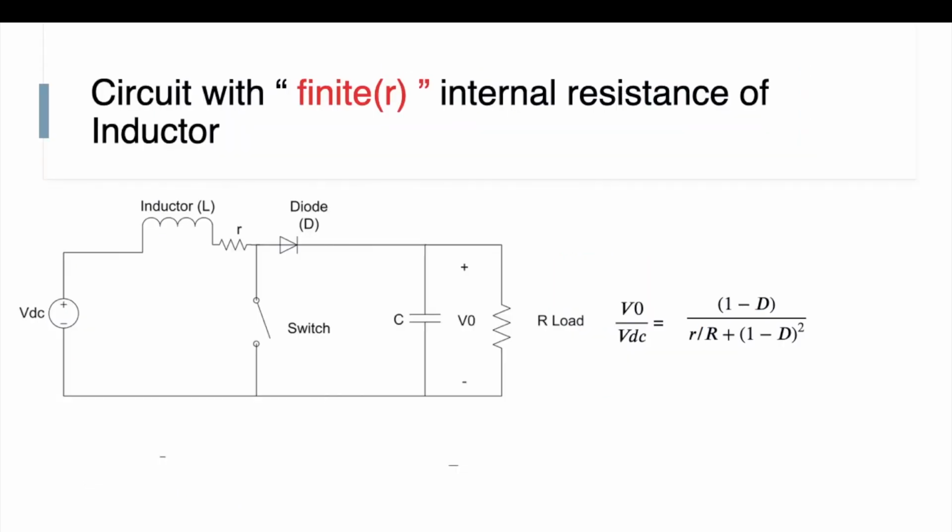This is the circuit diagram of boost converter, which contains the internal resistance of the inductor in the circuit. The voltage ratio V0 by VDC is given by this equation. If we substitute R equal to 0, we will reach the condition of the voltage transfer ratio for the ideal boost converter. As we can see here, only the internal resistance of the inductor is being considered.